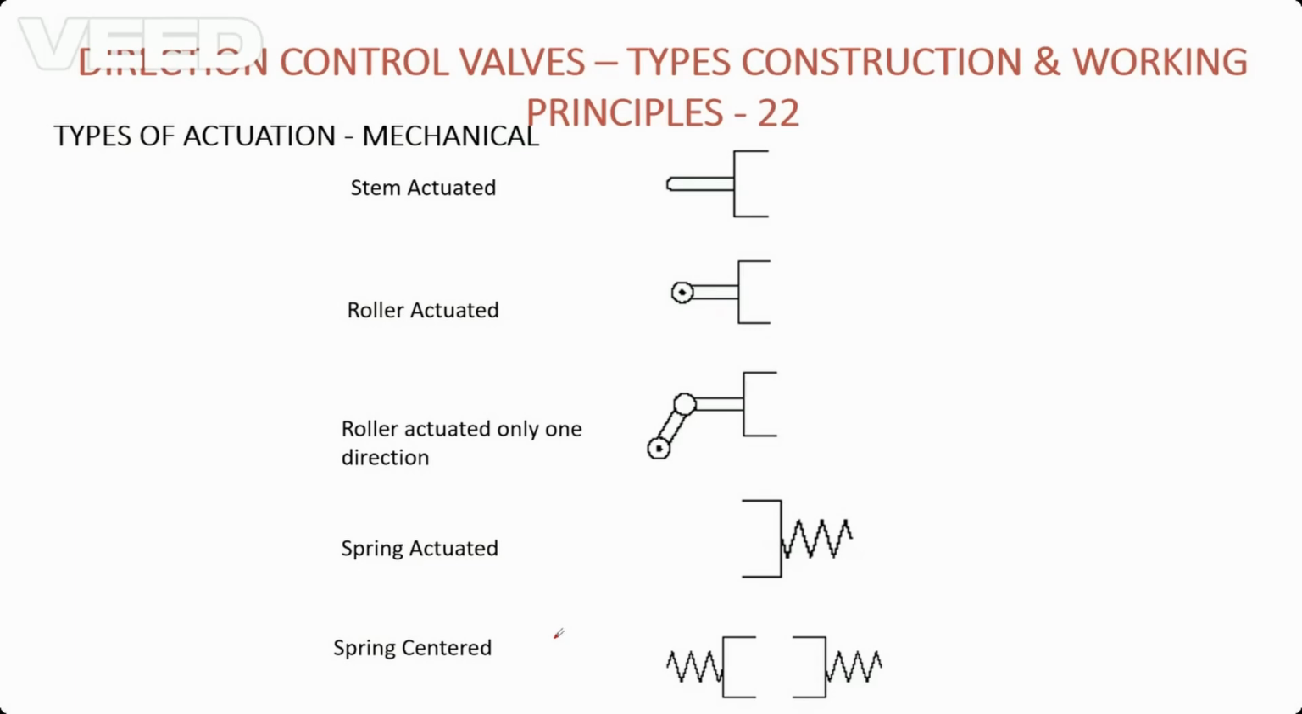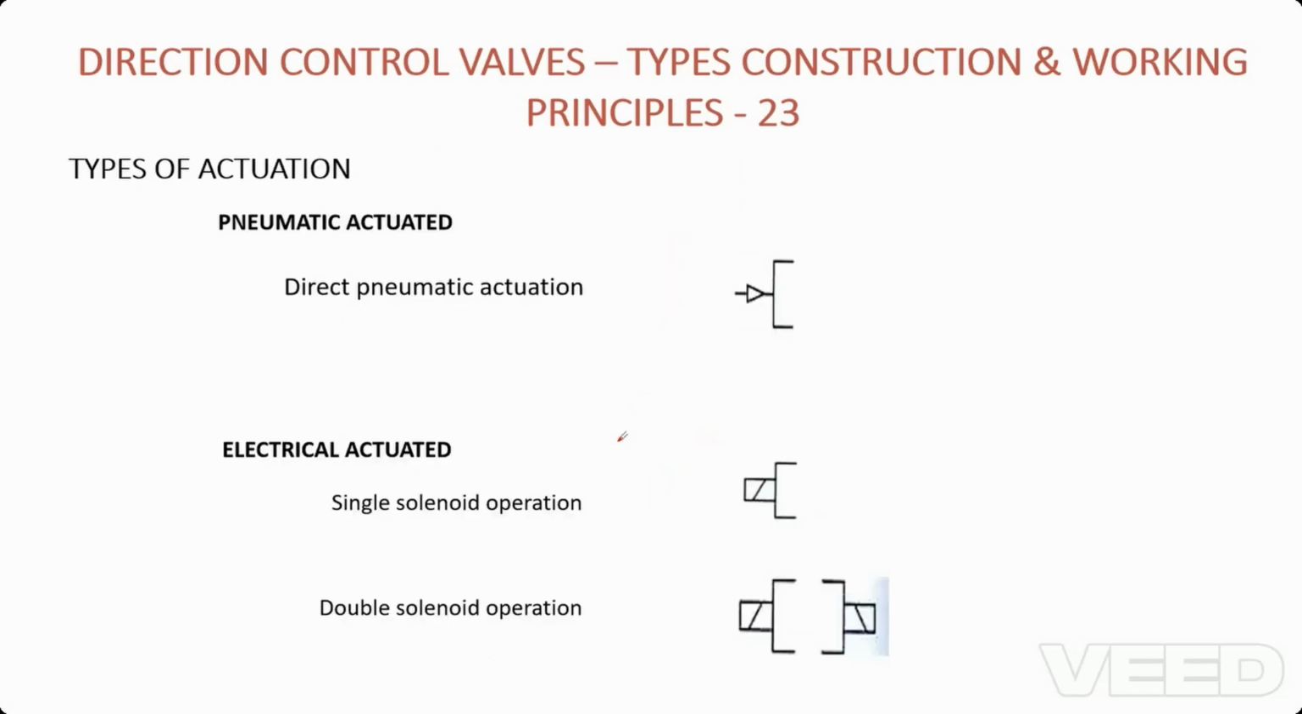Next we have mechanical. So we have stem activated, roller actuation in one direction, and springs for automatic return. Roller activated means whenever something touches this, it will activate. In this direction, whenever something touches, it will activate. Whenever something comes and touches in this direction, it won't activate. The lever will get lowered down. And springs are for automatic return purpose.